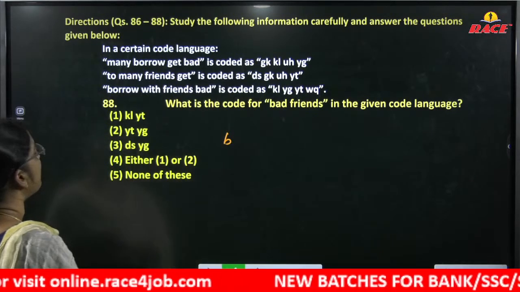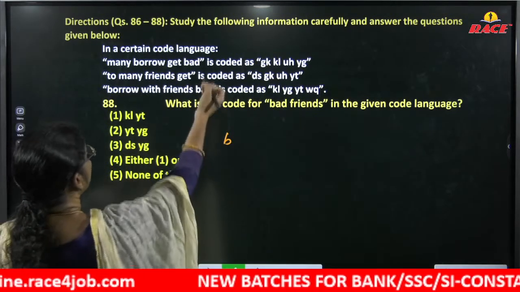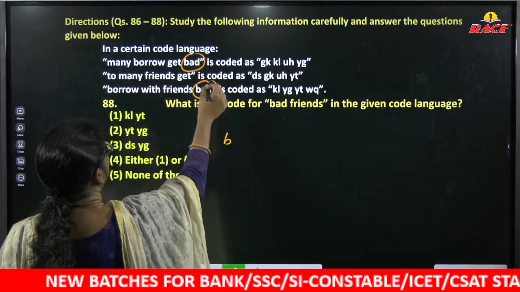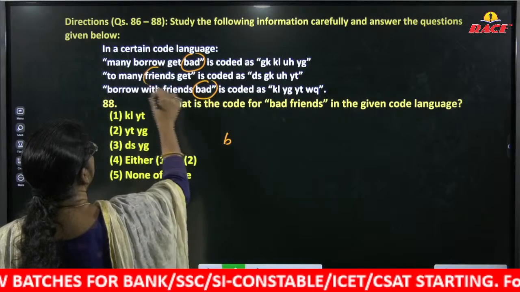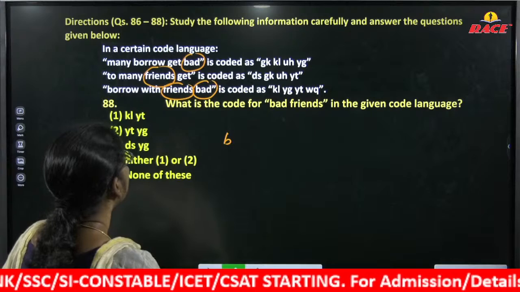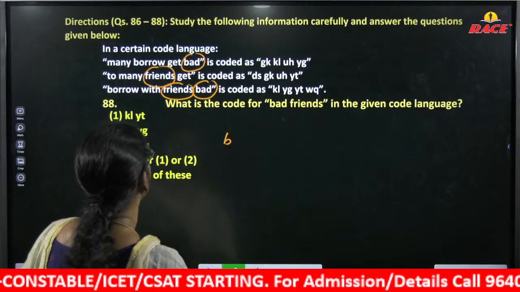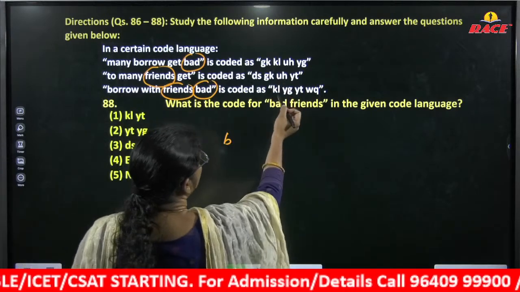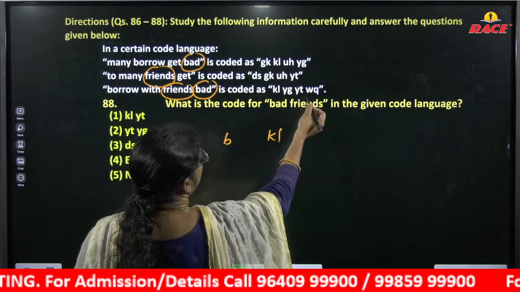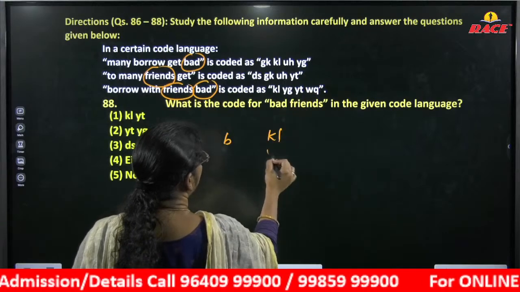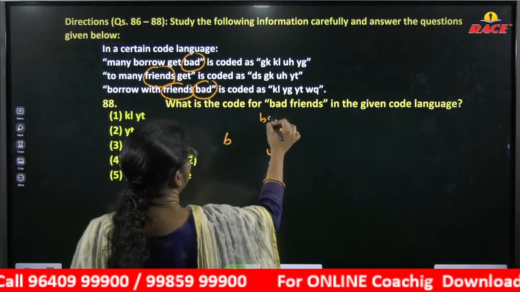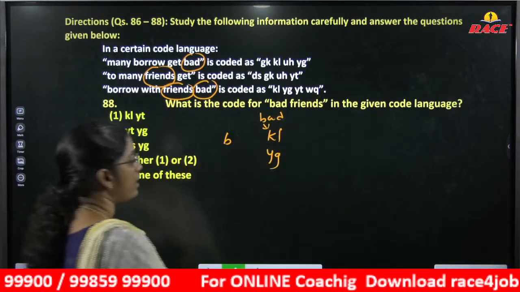Okay, so where we are having "bad friends." Bad is present in the first line and also in the third line, and friends is present in the second line and in the third line. So for the first and third lines, what are the common codes? In the first and third line, GK, no. Next to KL, yes, KL is the common code. Then UH, no. Next YG, yes, YG is also common. That means for bad we are getting the chances KL or YG.